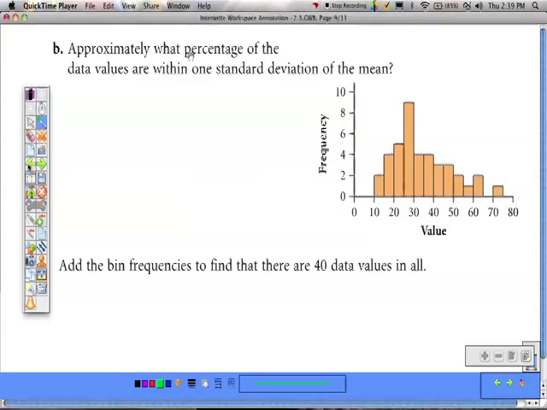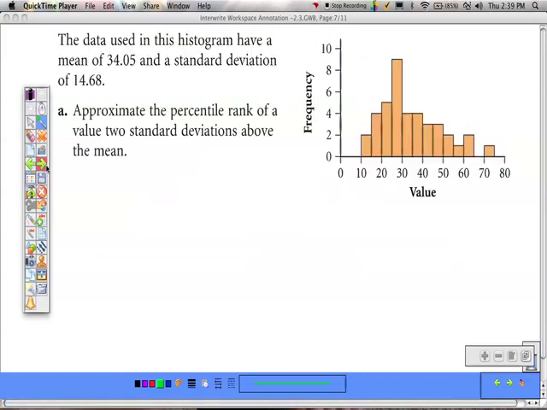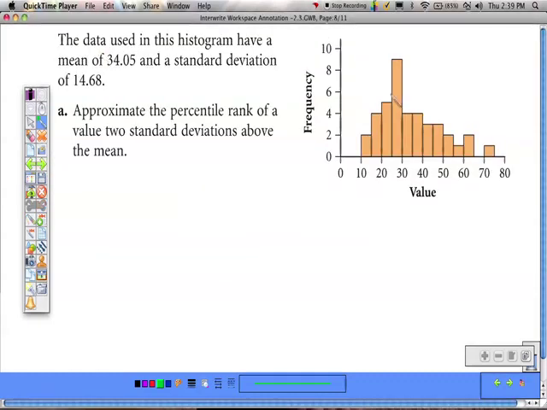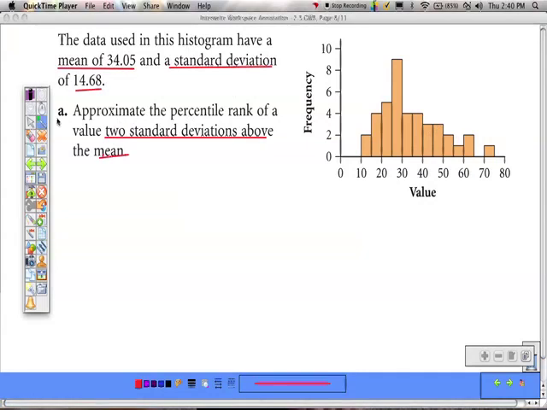Okay, last example. It says the data used in this histogram have a mean of 34.05. I'm going to underline the important data and the important words here, and a standard deviation of 14.68. Approximate the percentile rank of a value 2 standard deviations above the mean. Okay, so we have to first figure out where we are in this chart, and then figure out how many people are below us. So if the mean is 34.05 and we're 2 standard deviations above the mean, we're going to be doing some adding here.